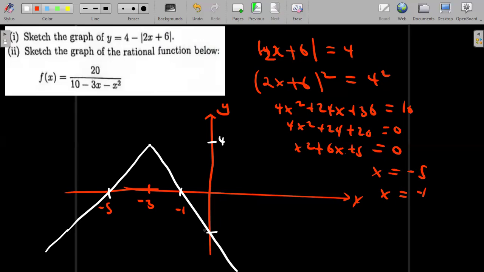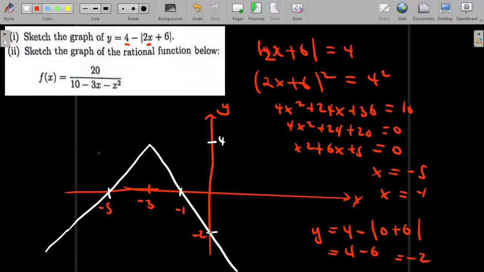Then the way you find your y is in this same equation here, where there's x, you replace 0. So you have y is going to be equal to 4 minus modulus of 0 plus 6. Then you have 4 minus 6, and this gives you -2. So which means here where it's cutting the y-axis, it's just -2.